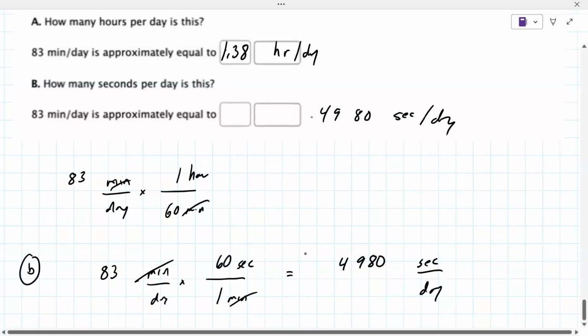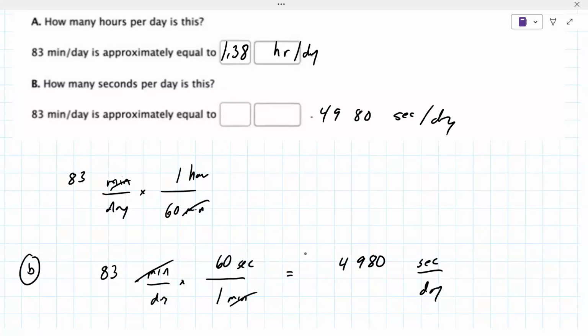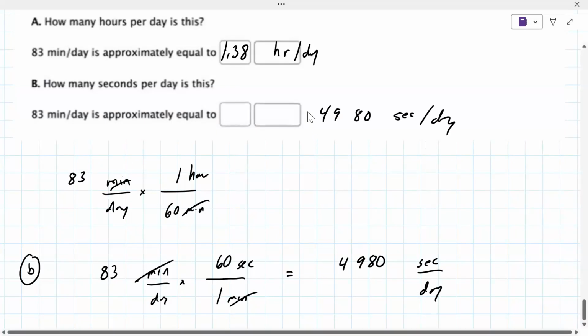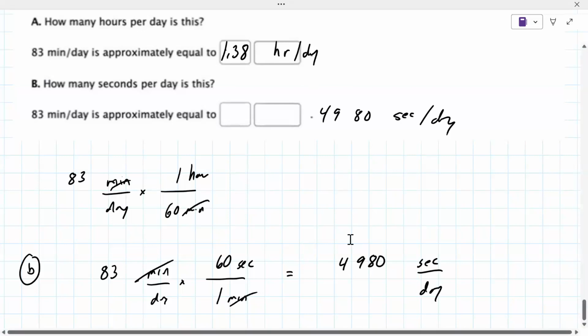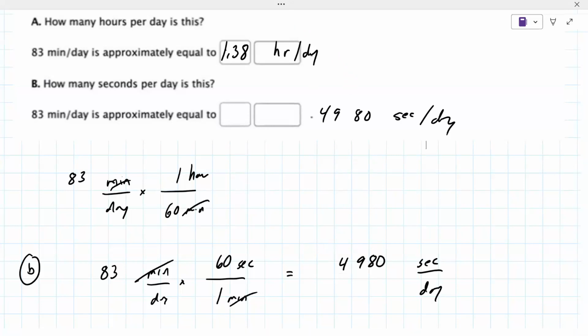For the second one, make sure those units are what they're looking for. Would that be 0.80 seconds a day? Right? 4,980 seconds. Sorry, yeah.